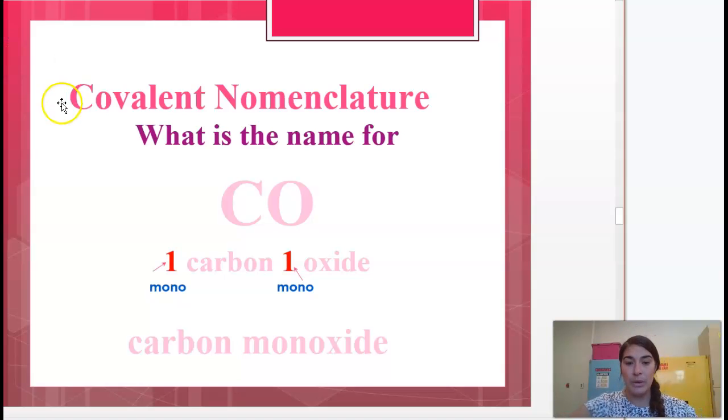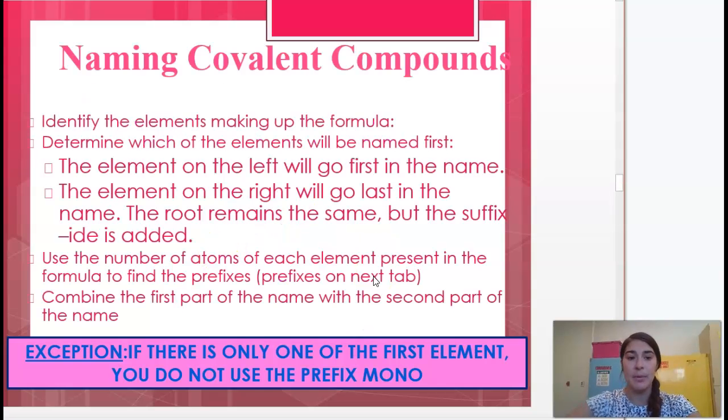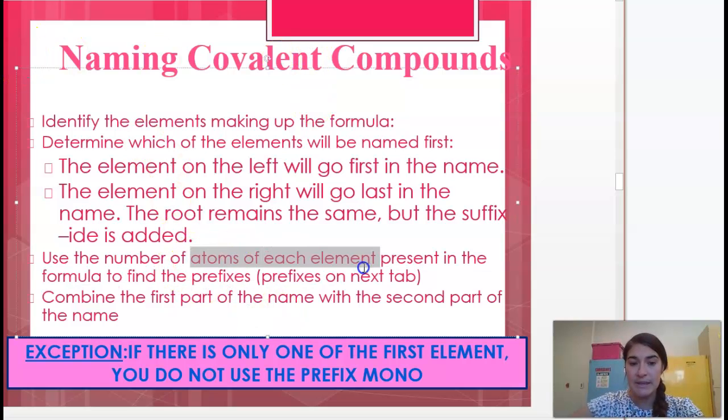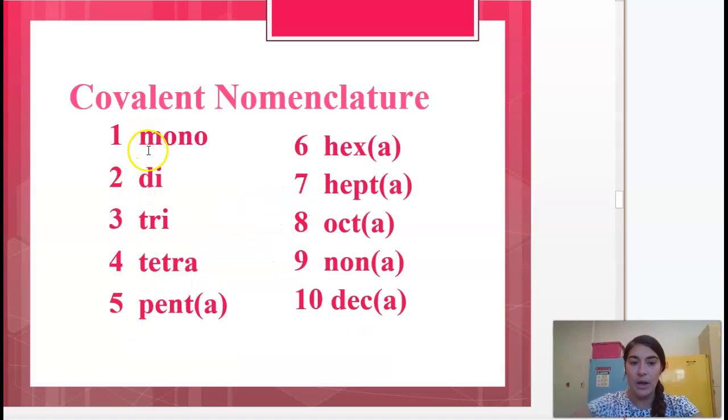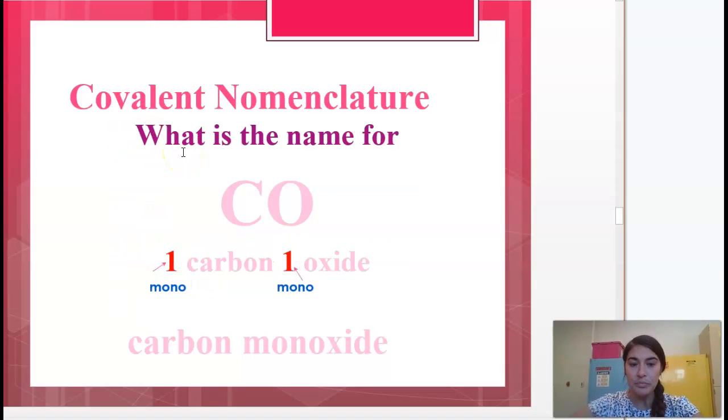And so what we do, right, the process was identify the elements first. So carbon and oxygen. And then the next step, right, it said use the number of atoms of each element present in the formula to find its prefix. Okay, so there is one carbon and there is one oxygen. And so our prefix for one is mono. Okay, so mono for one and mono for one.